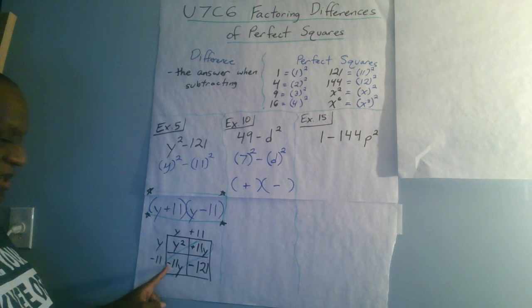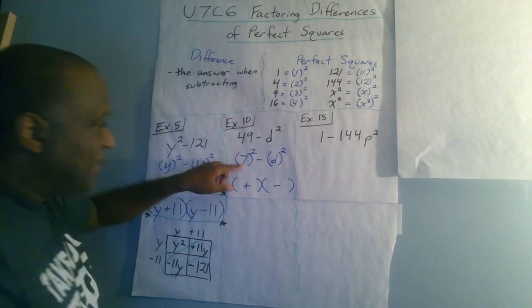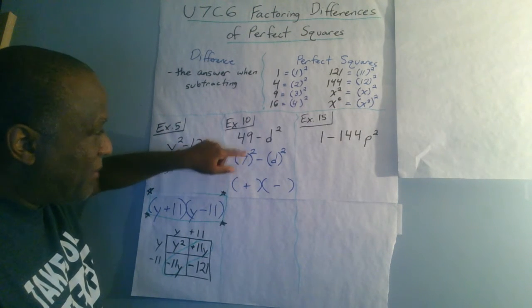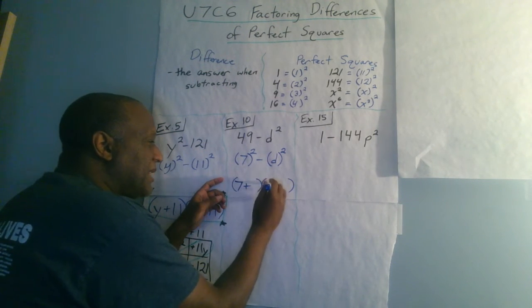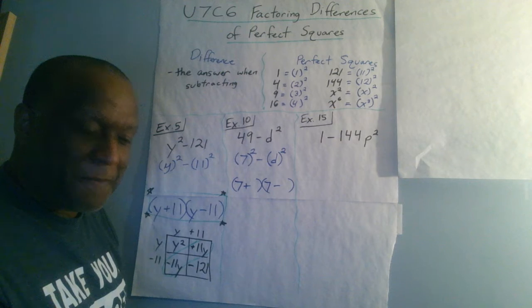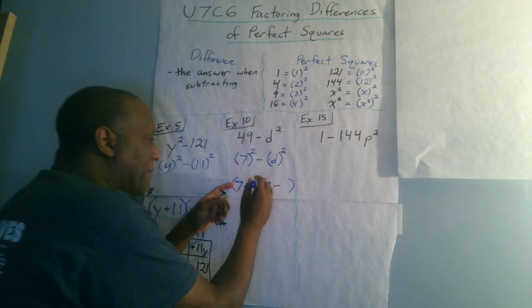In our box, we would just get a positive here and a minus here. Same thing would happen. Whatever this first guy is that was squared to get this, the 7 goes in the beginning of both of these binomials. And then this term, the d, that's going to go in both.